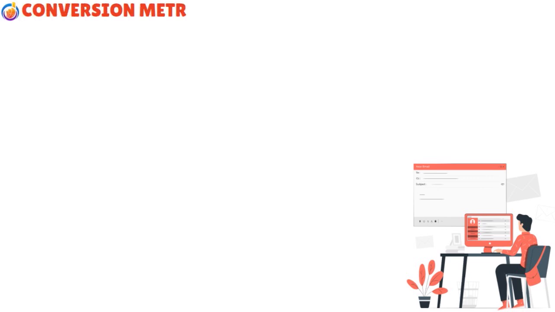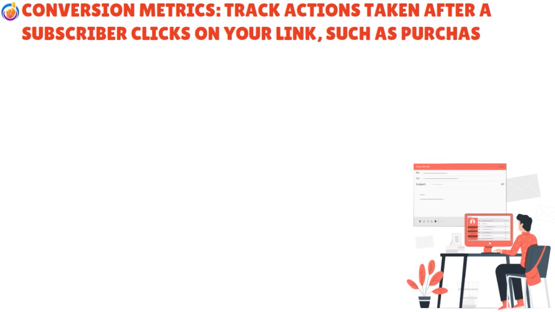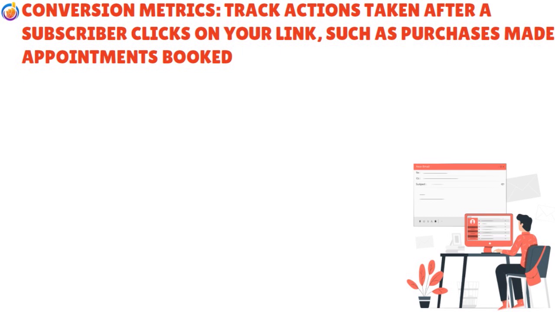For engagement metrics, you want to monitor open rates, click-through rates, and unsubscribe rates to gauge how well your emails resonate with your audience. And what about conversion metrics? Well, you want to track actions taken after a subscriber clicks on a link in your email, such as purchases made or appointments booked, to determine how effective your emails are at reaching your goals.